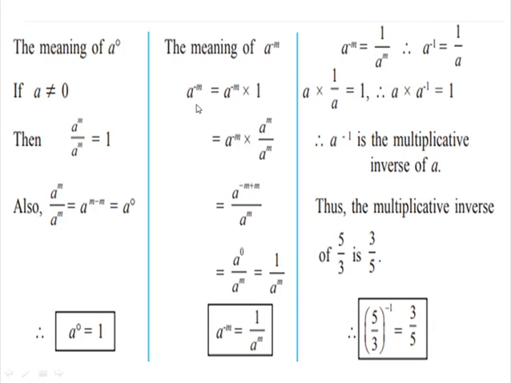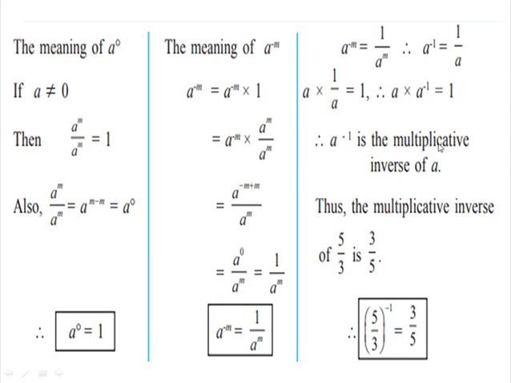That is converting negative index into positive one. We have to take the number in the denominator. When you convert the negative index into positive one, the number goes into the denominator from the numerator here and the negative sign will disappear. A raised to negative m is equal to 1 upon a raised to m.